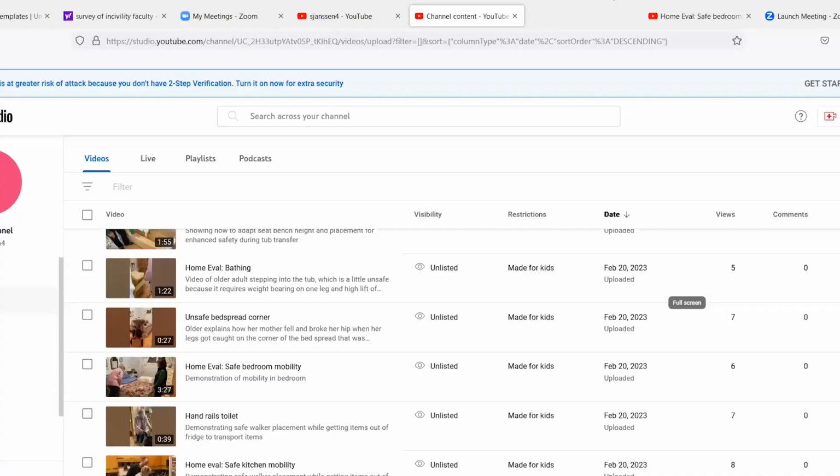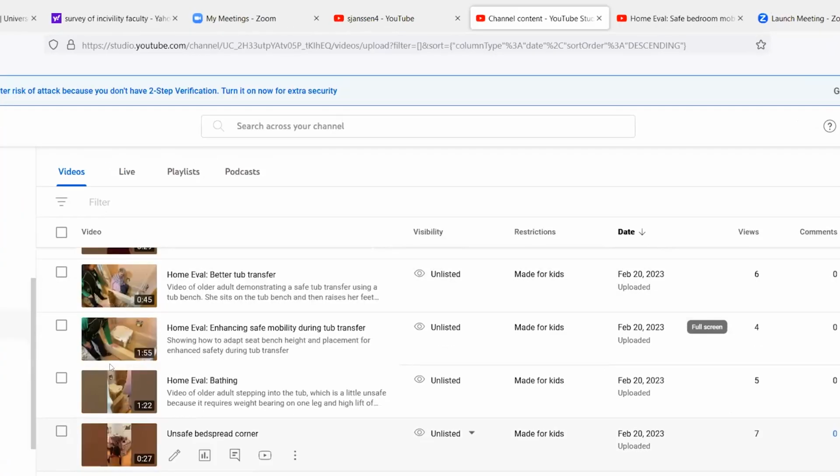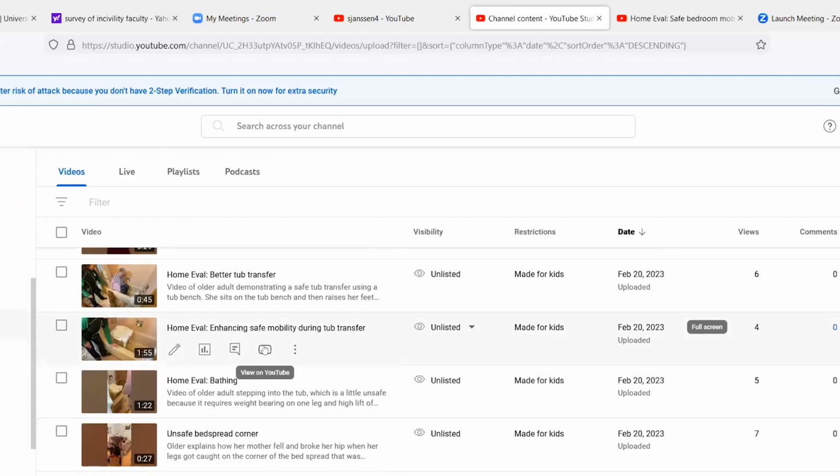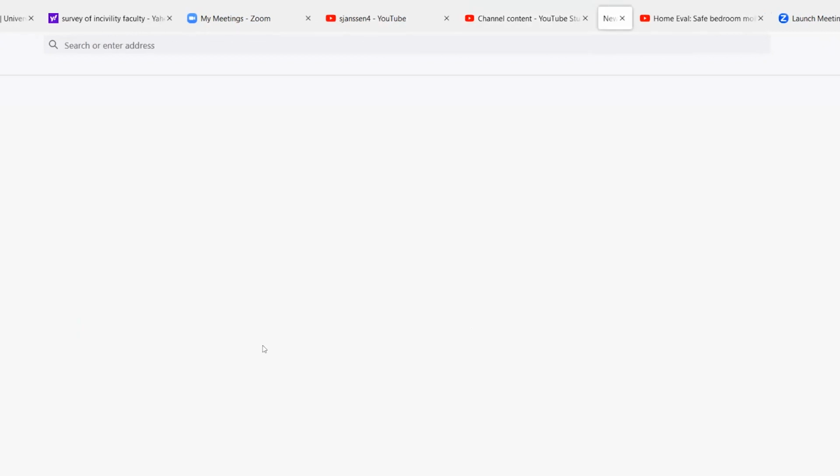Okay, so that one I thought was a little bit unsafe. So now we're going to do something to enhance, and this is where you'll see me adjust the tub bench, the height, and the positioning, and then you'll also see me do some patient education by demonstrating and then doing return demonstration in the next video.